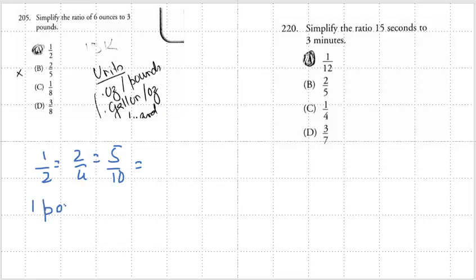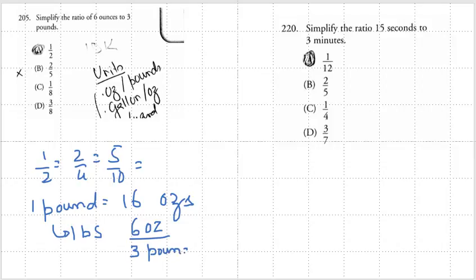So here, these are units. So 1 pound equals 16 ounces. This is something you should know. And by the way, pound is represented by LBS. So when 1 pound equals 16 ounces, we are looking for a ratio of 6 ounces to 3 pounds. You always want to find the ratio of same units. Well, this is 6 ounces and 3 pounds. 1 pound is 16, so this is 16 ounces.